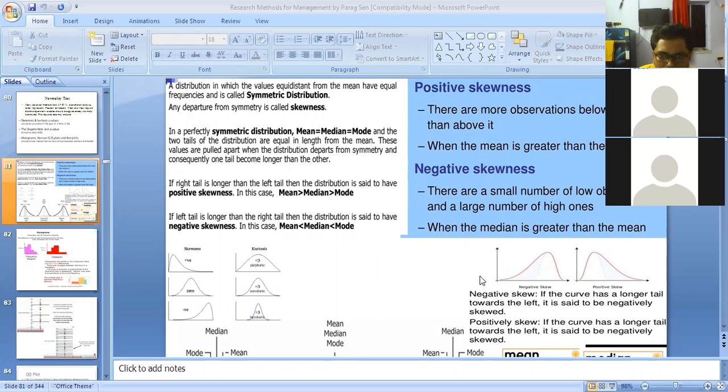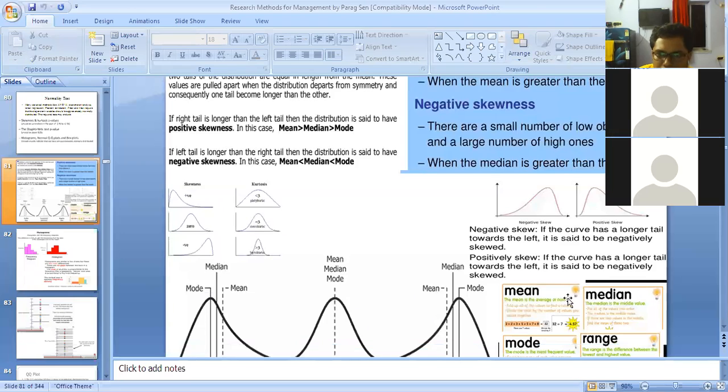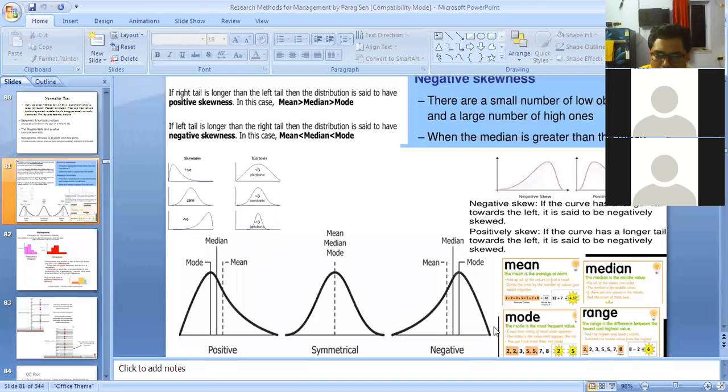So you already know the concept of mean. Mean is the average. Median is the middle value of a series of data. And mode is the most frequent value.